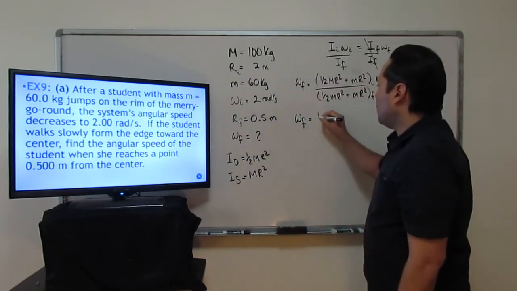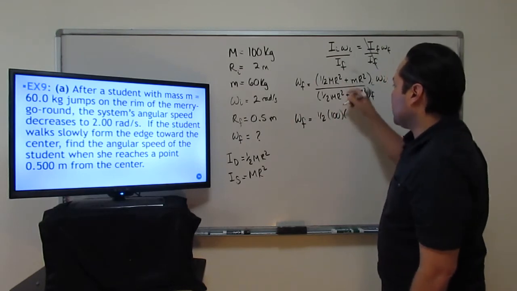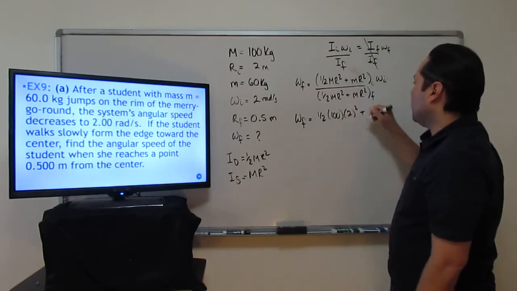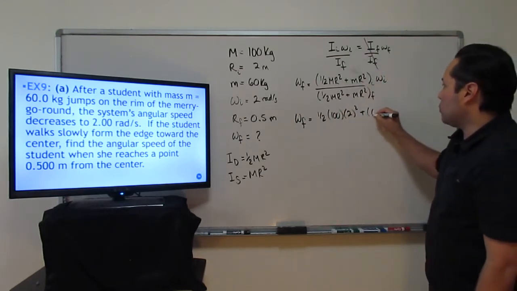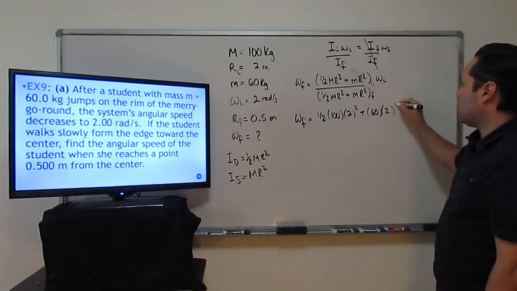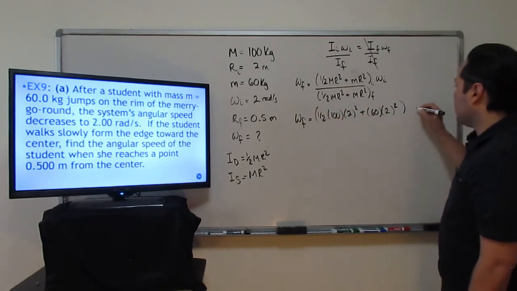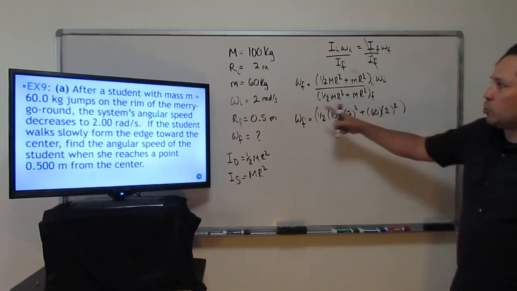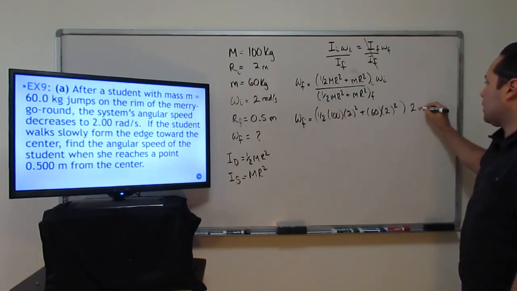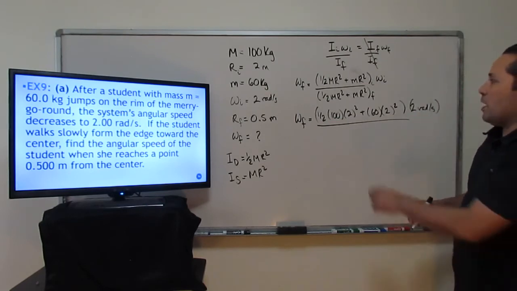All right, so we're going to put 1/2 m, that will be 100 kilograms, multiplied times the radius of 2 meters squared, plus m, that's the mass of the student, multiplied times her distance, initially at 2 meters, and that is squared. Enclose all this in parentheses, and that's going to be multiplied times the initial speed of 2 rads per second. All of it is going to be divided by the denominator.